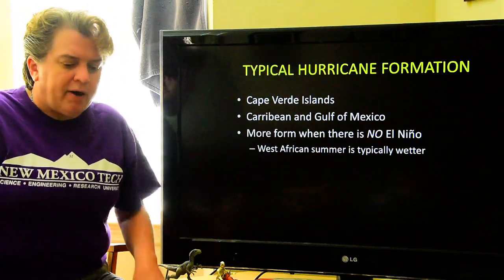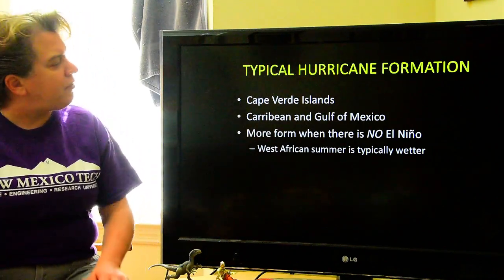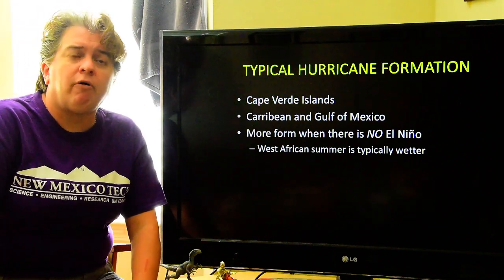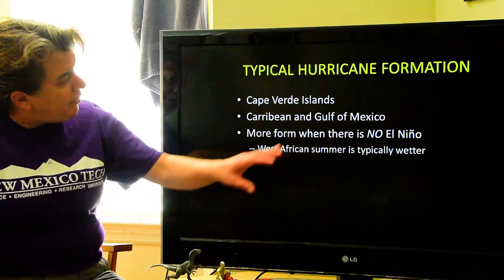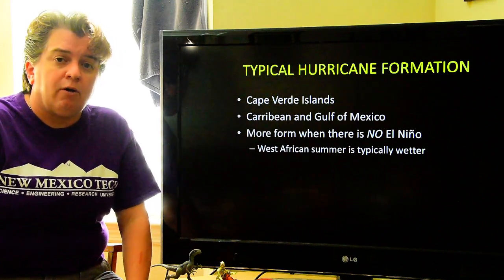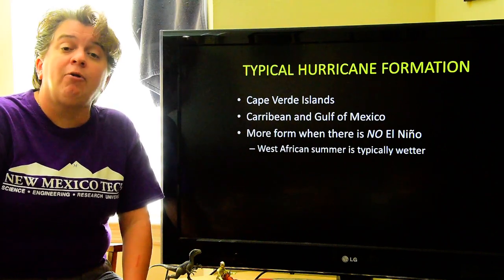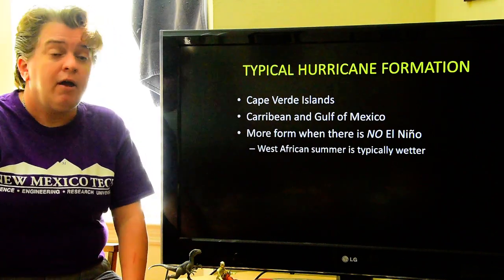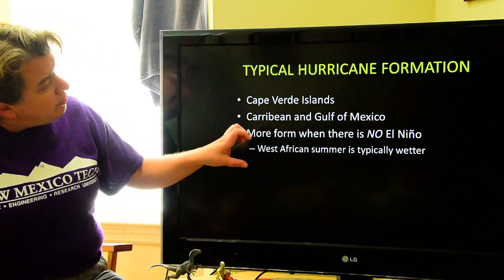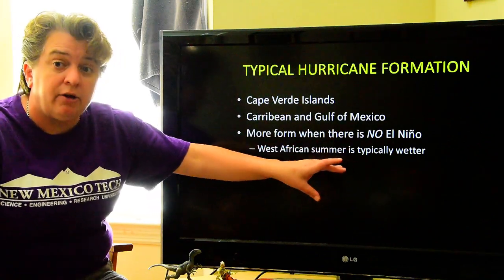All right, where do our hurricanes come from? Well, they come from two typical places. They can develop at the Cape Verde Islands, which are a group of islands off the west coast of Africa. And then a number of storms also develop in the Caribbean and Gulf of Mexico. We have a lot of warm surface water there and a lot of unstable, humid air in those places to develop into our hurricanes.